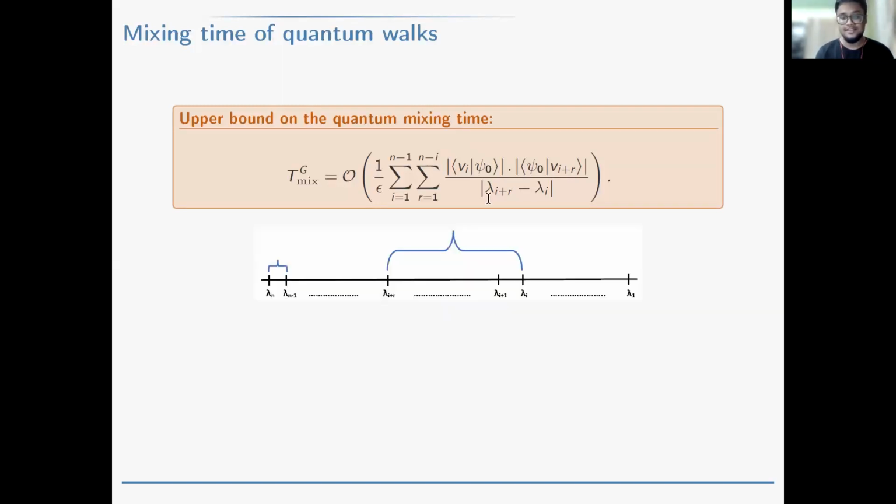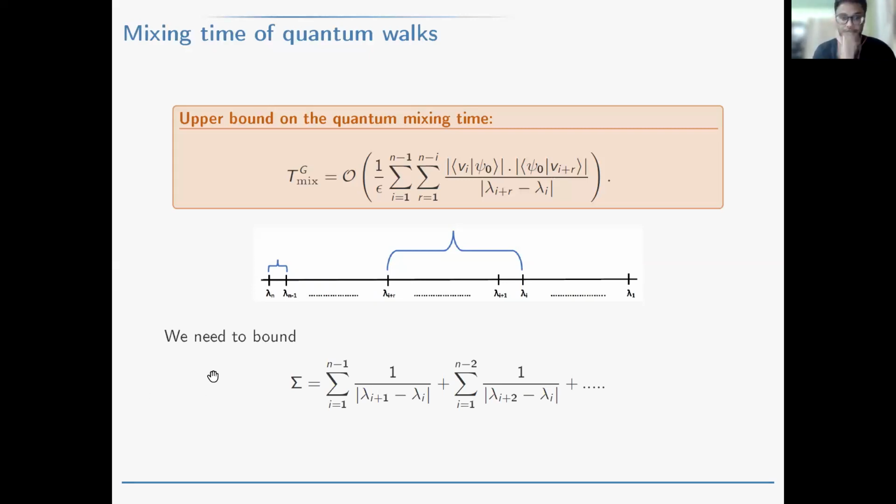So what you see is that if you just ignore the numerator for a while, to determine this upper bound for the quantum mixing time, what you need is the inverse of the gaps between all eigenvalues, right? So you would need information about gaps between any lambda_{i+r} minus lambda_i. You would need information about nearest eigenvalues, so not just the spectral gap, but all eigenvalue gaps: nearest eigenvalues, second nearest eigenvalues, third nearest eigenvalues, and so on and so forth.